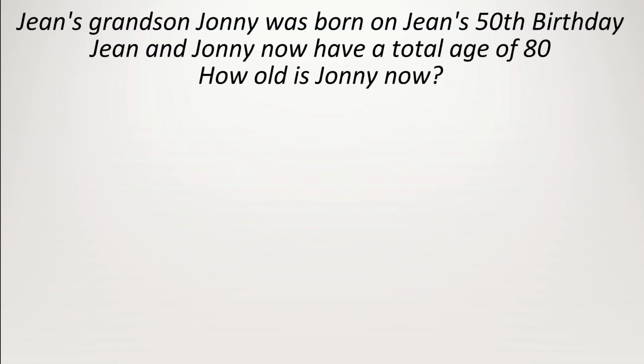Jean's grandson, Johnny, was born on Jean's 50th birthday. Jean and Johnny now have a total age of 80. How old is Johnny now? When Johnny was born, he's 0. Jean is 50. But how old are they now? Notice we need to go from 50 to 80. So what's that? Plus 30. But we need to split this up between Johnny and Jean. So let's halve it. And then we can double check if this works.